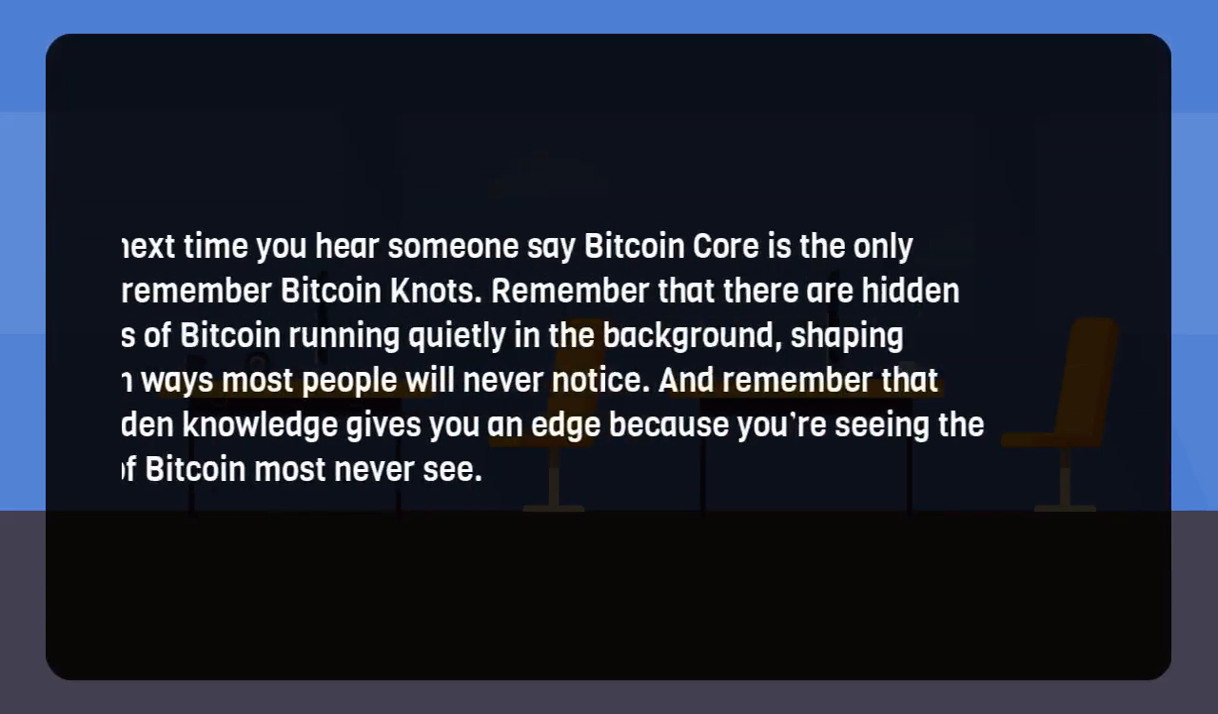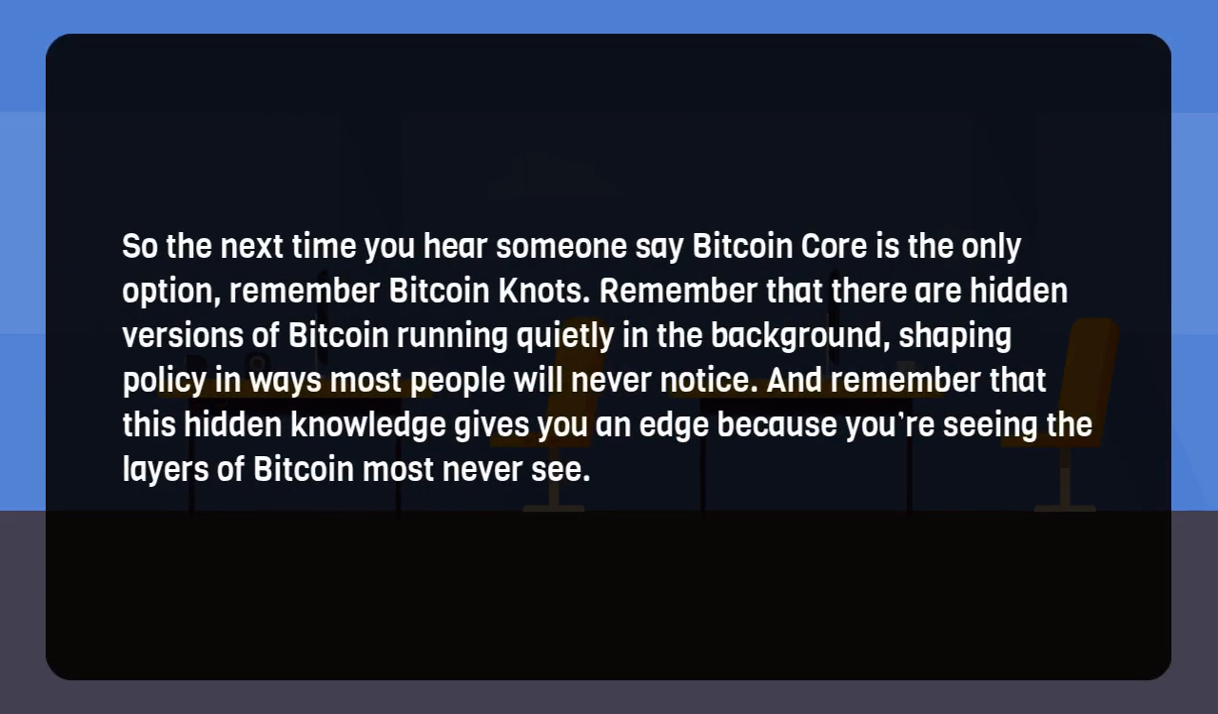So the next time you hear someone say Bitcoin Core is the only option, remember Bitcoin Knots. Remember that there are hidden versions of Bitcoin running quietly in the background, shaping policy in ways most people will never notice. And remember that this hidden knowledge gives you an edge because you're seeing the layers of Bitcoin most never see.